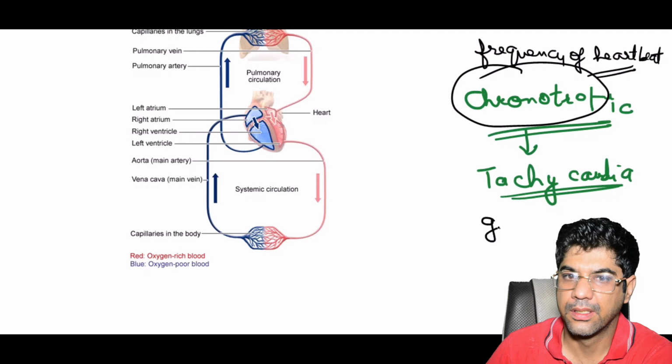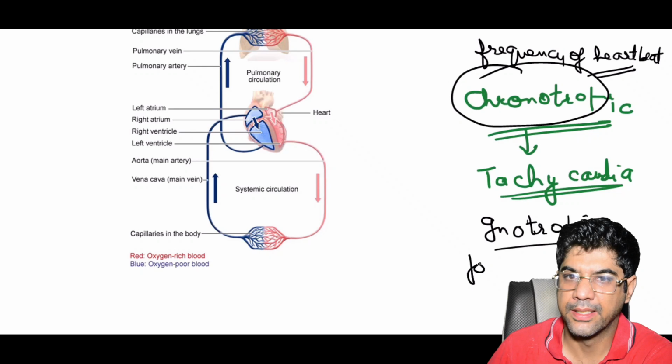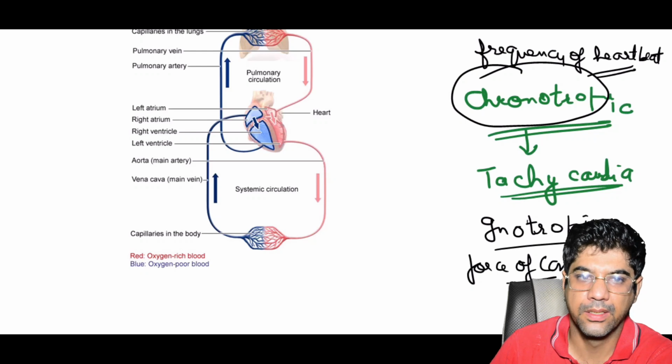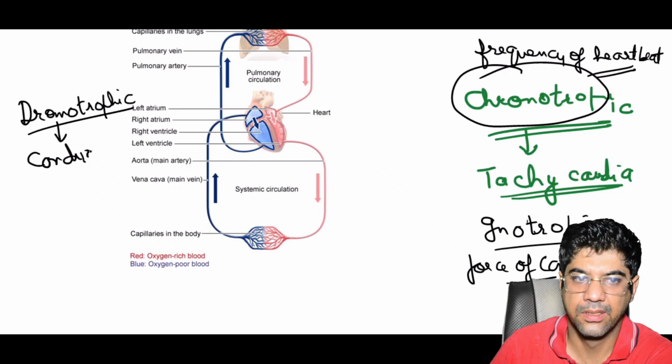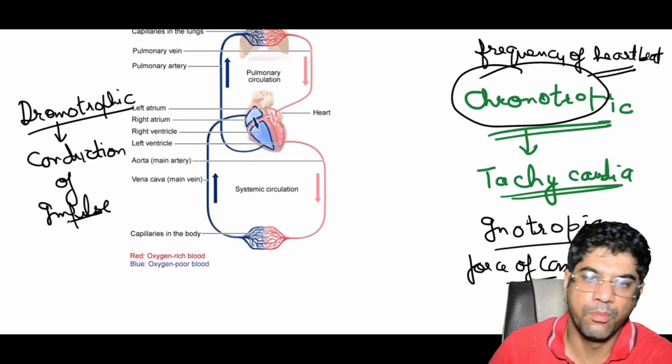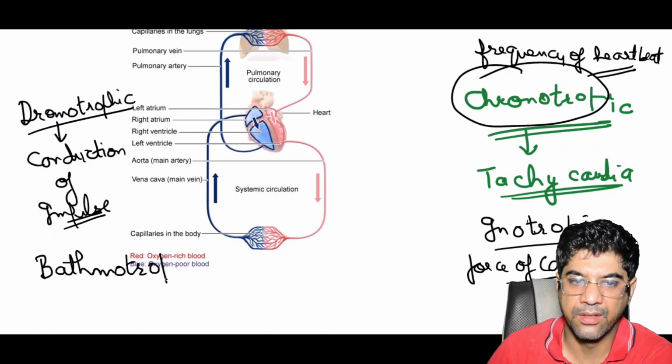Inotropic action is the force of contraction. It can be either positive or negative. Other is dromotropic, that indicates the conduction of impulses. It can be a positive or negative dromotropic effect. Other is bathmotropic, that is based on the excitability of the cardiac muscle.